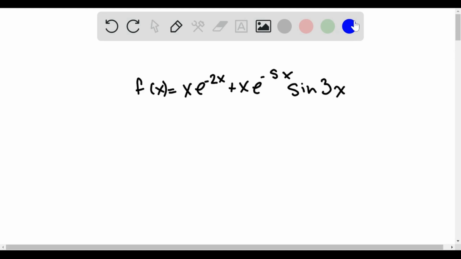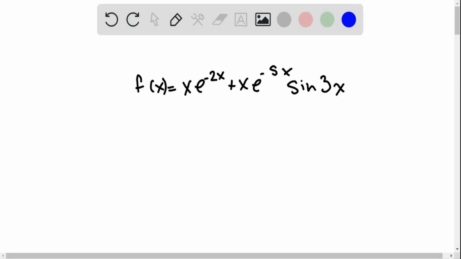Okay, so here we're given this function x e to the power of negative 2x plus x times e to the negative 5x times sine of 3x. So we can think of this as like two subfunctions being added together.